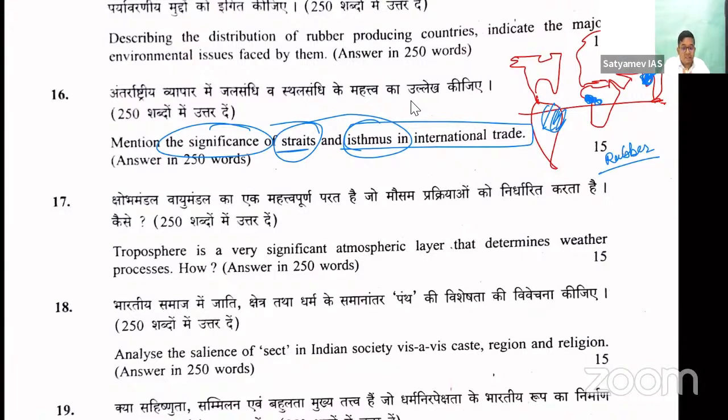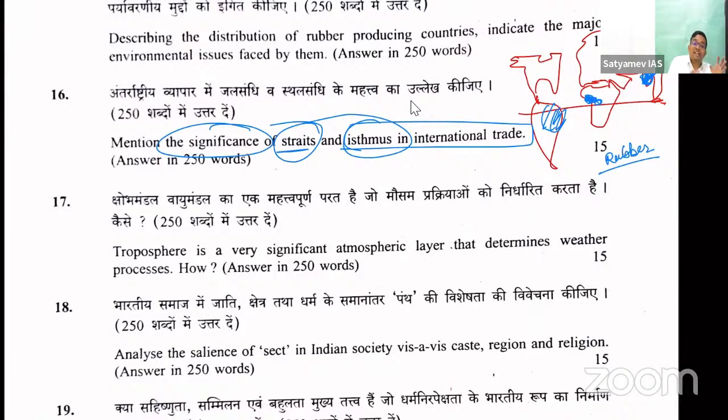So look at this. The significance. First is what? Locational significance. Second is connectivity significance. And third is the cargo significance in international trade. Strategic significance. Why not? Strategic significance in international trade. And then you will have the trade pattern significance, significance with respect to trade patterns.